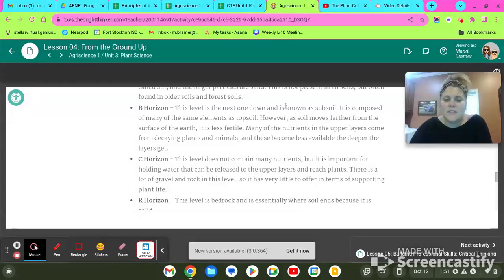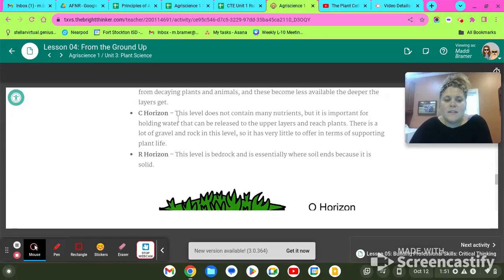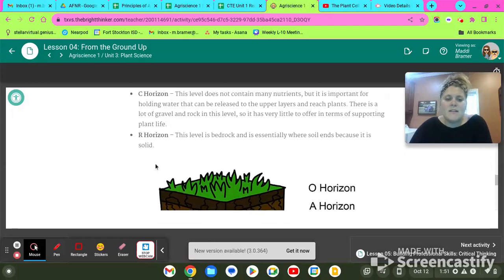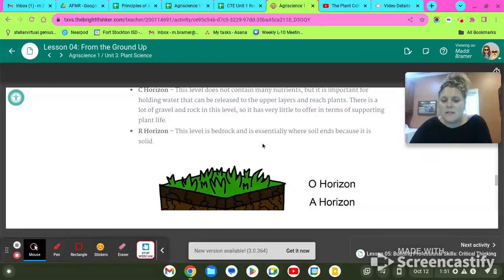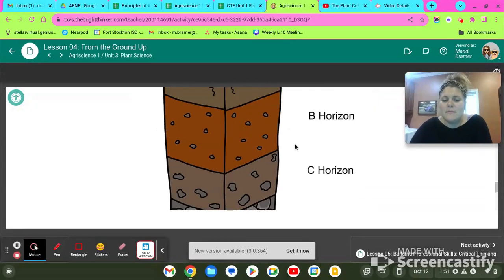The B, which is the next one, is subsoil. So it's composed of the same elements as the topsoil, but as soil moves farther from the surface, it's less fertile. The C horizon doesn't really contain any nutrients, but it's important for holding water. And the R horizon, that's the bedrock. So that's where the soil ends because it becomes solid, as you can see.